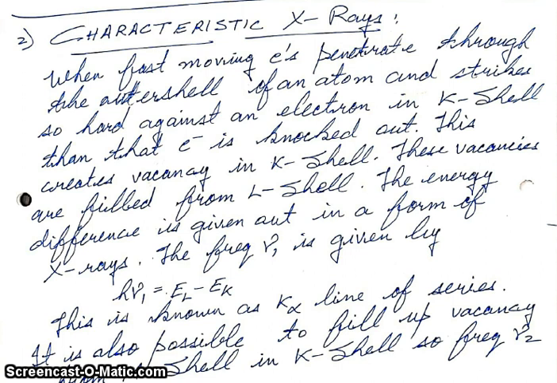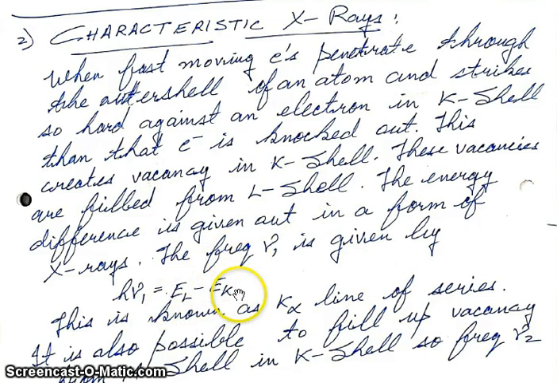In characteristic x-rays, when a fast moving electron penetrates through the outer shell of an atom and strikes so hard against an electron in the K shell, the electron is knocked out from the K shell. This creates a vacancy in the K shell. These vacancies are filled from the L shell, and the energy difference is given out in the form of X-rays. The frequency nu 1 is given by h nu 1 = EL - EK. This is known as the K alpha line of the series.